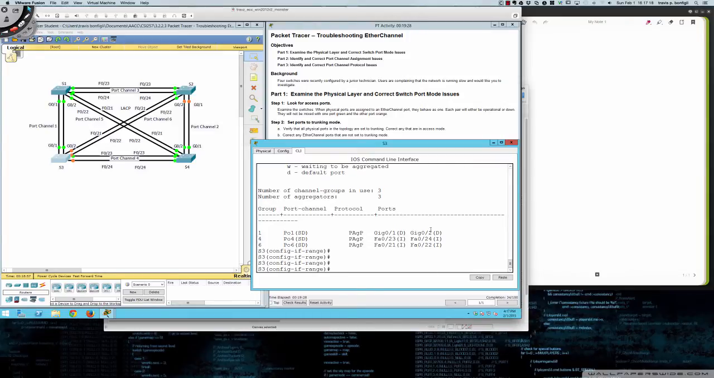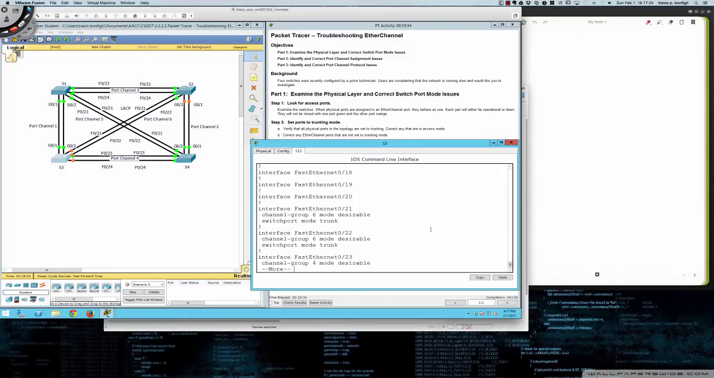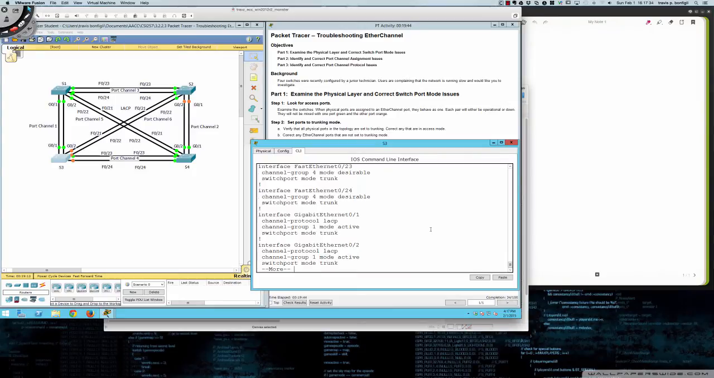So let's jump in on switch 3, and we're going to take a look at the ports here. They're set to desirable, right? And remember, desirable, that's PAgP mode, and that's for 21, 22, 23, 24. We've already fixed 0/1 and 0/2, but let's take care of the other guys. So we're going to say interface range Fa0/21 to 24.